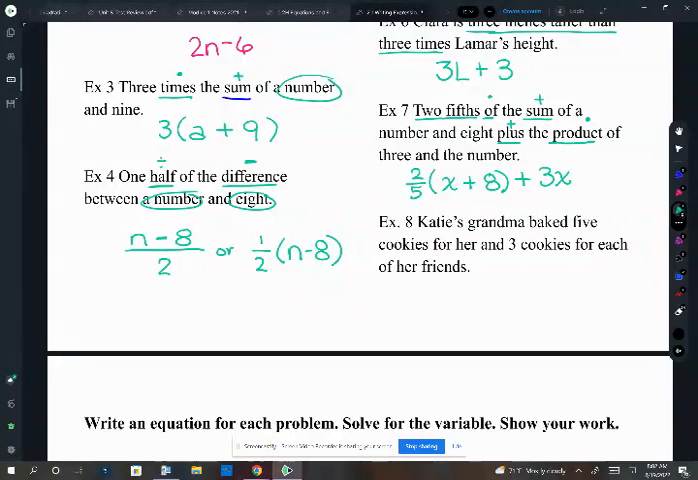All right, so then our last one talks about Katie's grandma. Katie's grandma baked 5 cookies for her and 3 cookies for each of her friends. So if I was to write that down, so she baked 5 cookies for her, okay, and a lot of times that's going to be our plus sign, 3 cookies for each of her friends. Well, how can I write that as an operation?